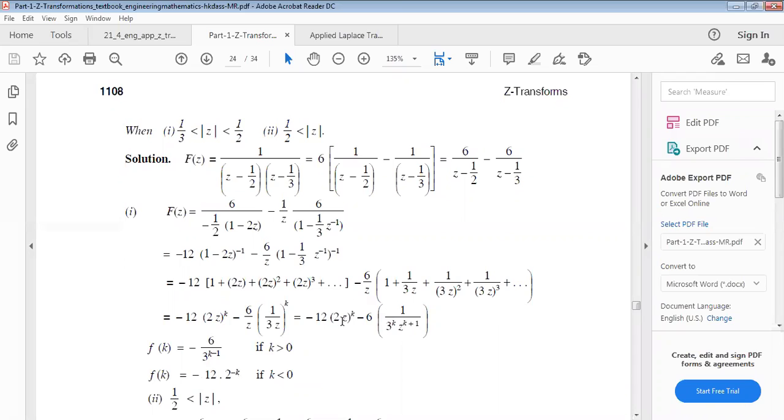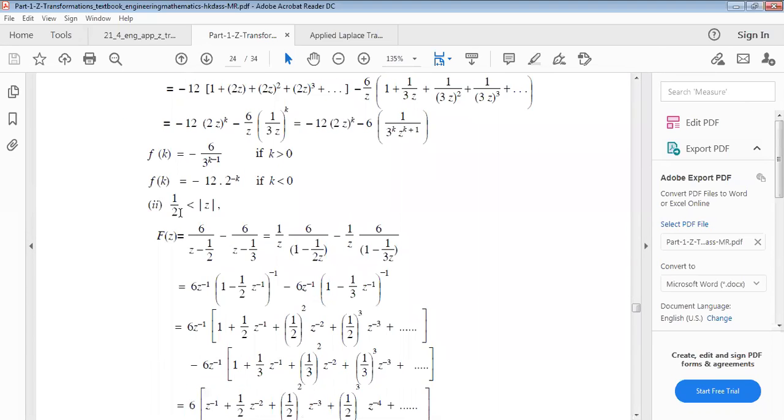In this way, this can be written for k greater than 0, and minus 12 to the power minus k can be written for k less than 0, because this is the minus 2 to the power minus k, remember it. So k less than 0 means what? If k equals minus 1, then 2 to the power 1. K equals minus 2, then 2 square. And k equals minus 3, then 2 cube. That means this one. So this is actually the inverse transformation for the first condition.